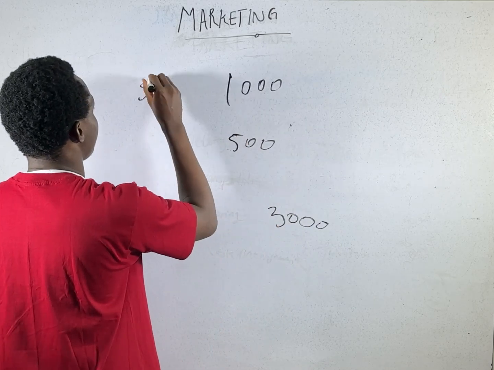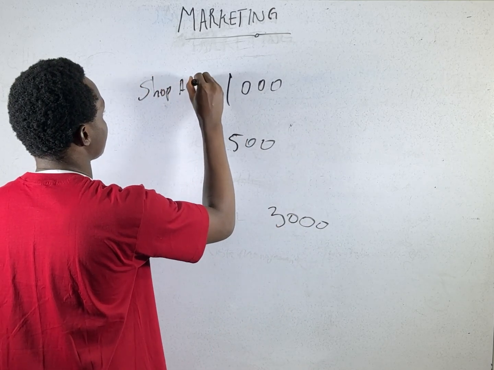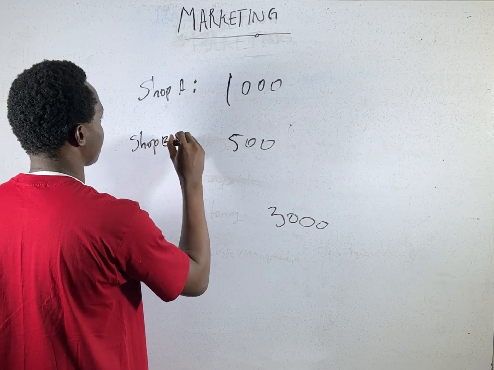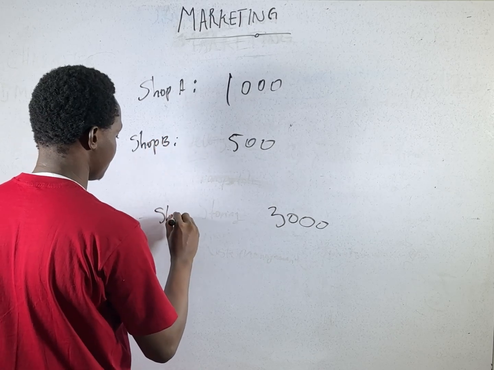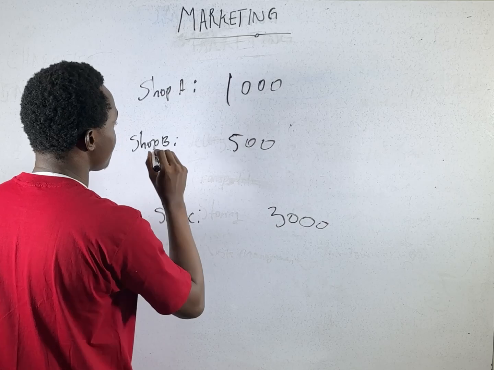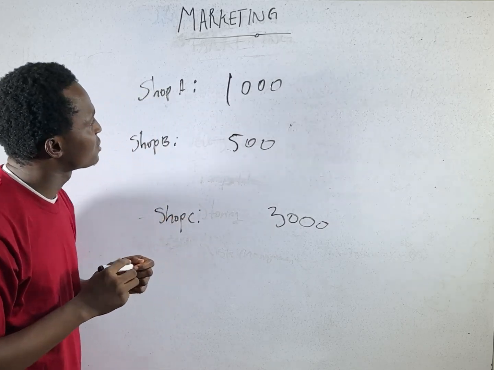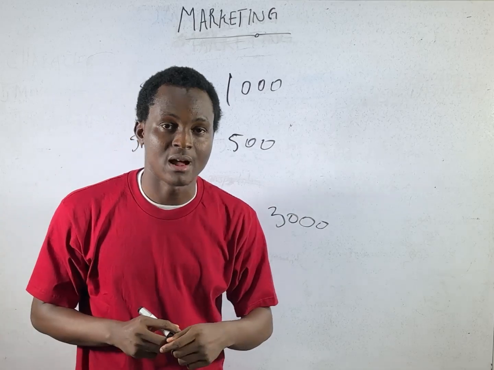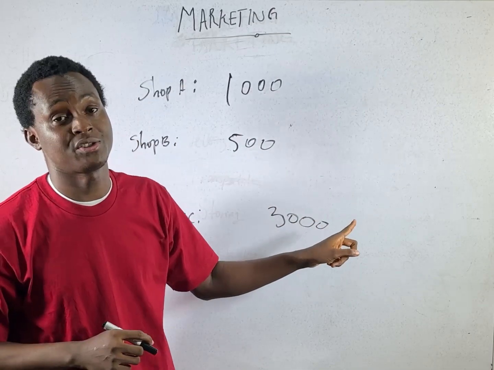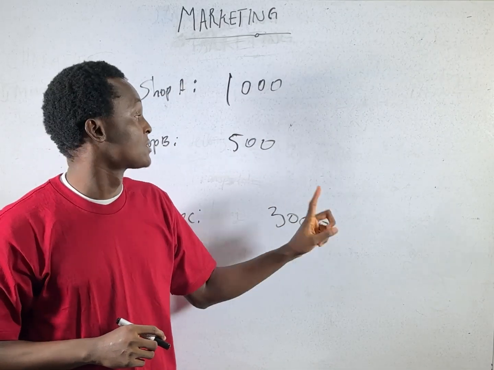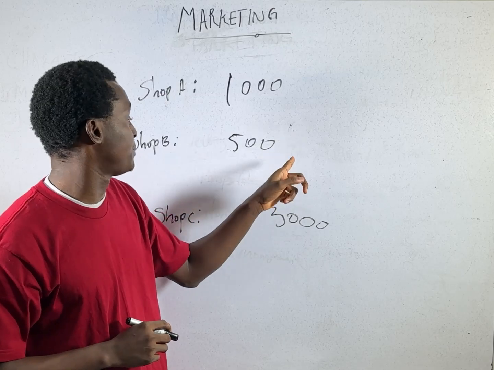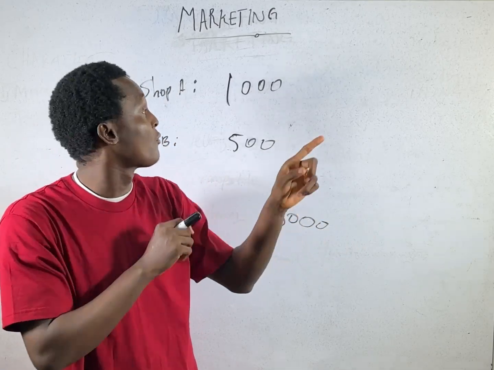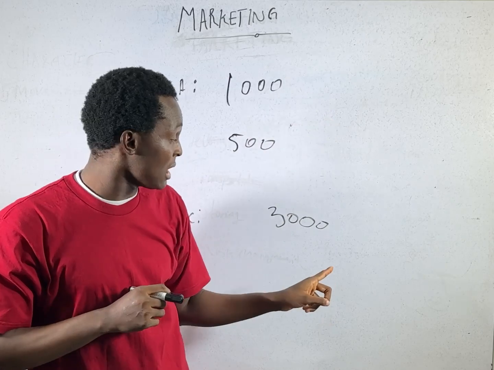So this is shop A, then this is another shop, shop B, then this is another shop, shop C. So if I'm shopping, I need to go to at least one, two, three shops to know if these people are cheating me. For example, if I did not go to shop B, I will not know that I can get the same exact quality for half the price. So I will not go to shop C.